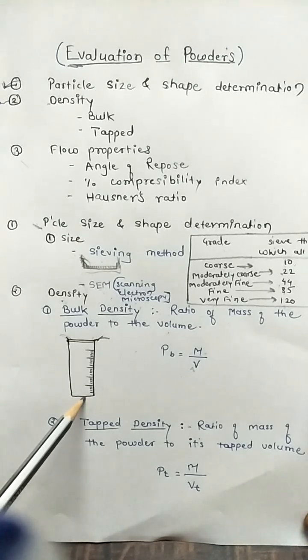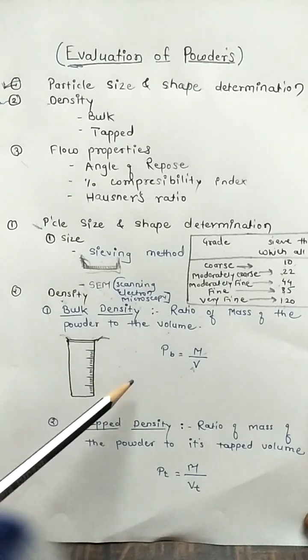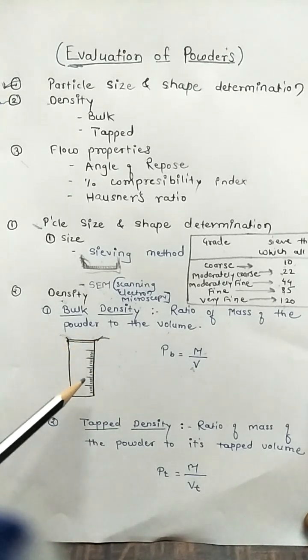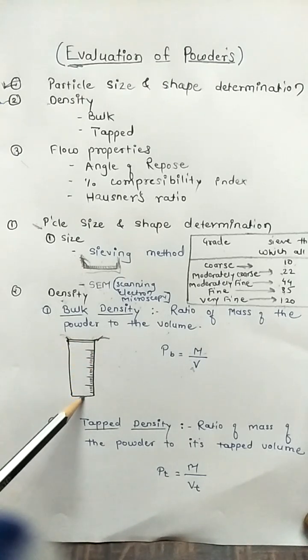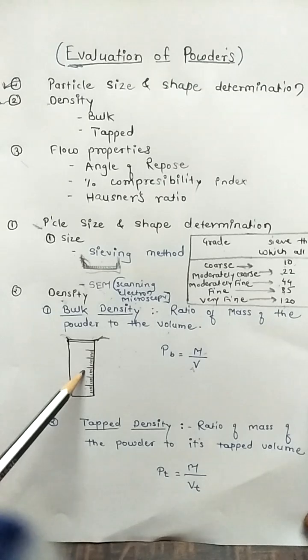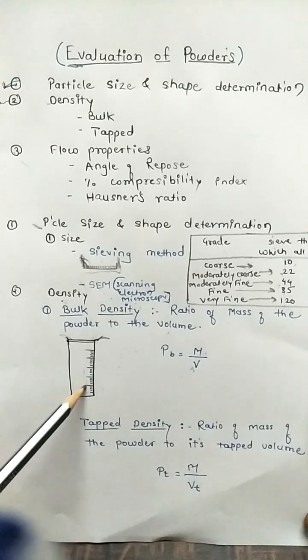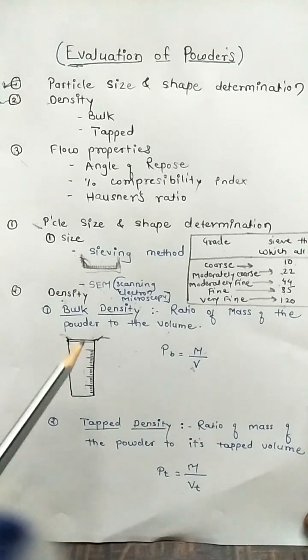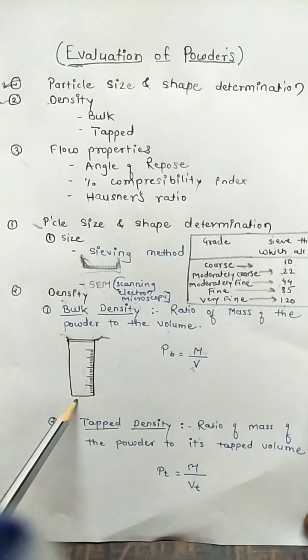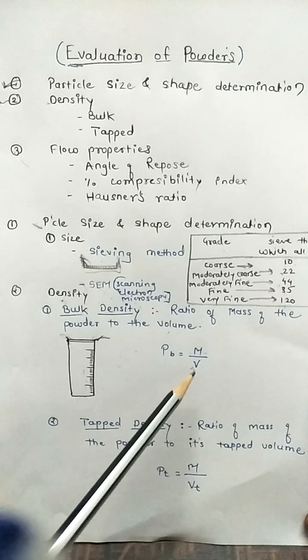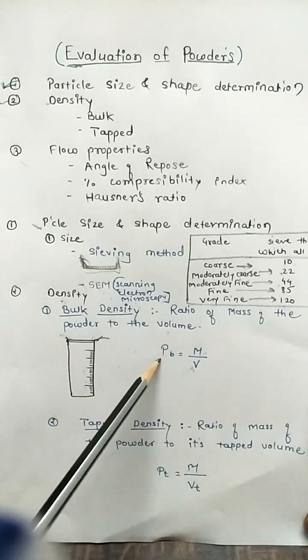Then how can the volume be calculated? Take a particular amount of mass or weight of the powder and pour it into the measuring cylinder. There are markings on the measuring cylinder, such as 5 ml, 10 ml, 20 ml. There we have to see where that particular powder gets settled. By using the measuring cylinder, we can find out the volume of the powder, and the ratio of mass and volume is the bulk density.